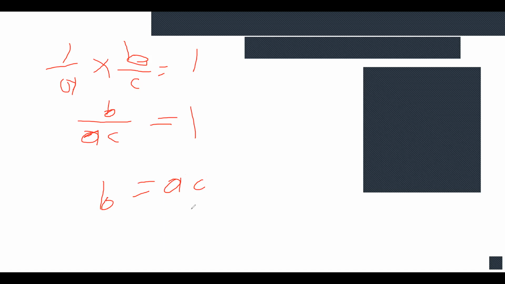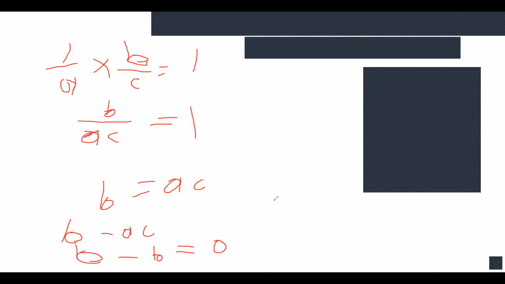Yep. So B equals AC. And it also follows that AC equals B, right? And the question asks us, what's B minus AC, right? So since B minus AC, if you substitute this equation into this, you get B minus B, which is 0.